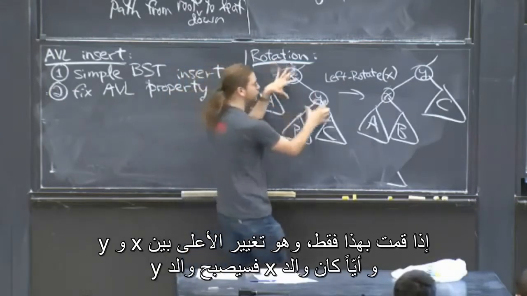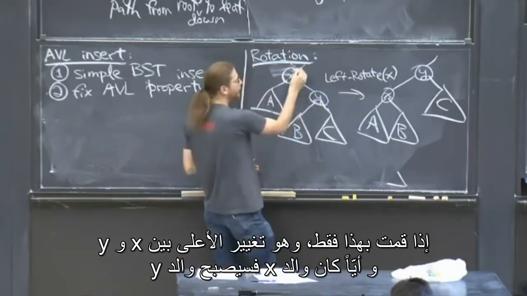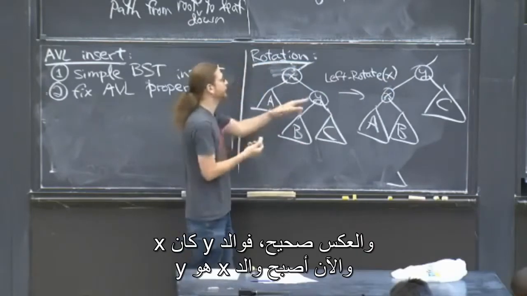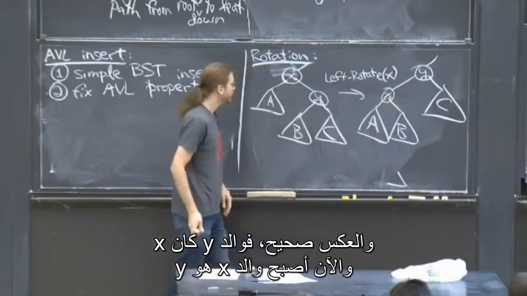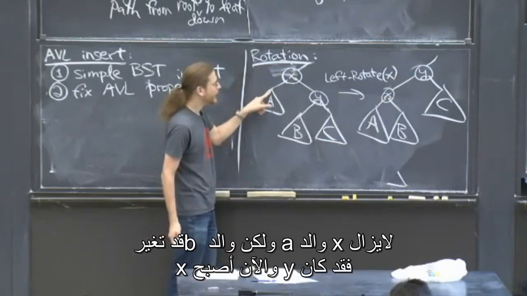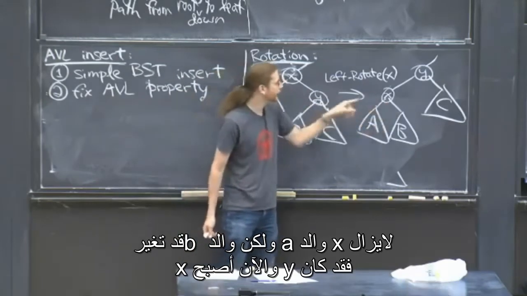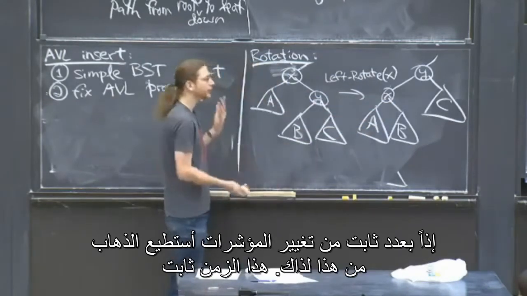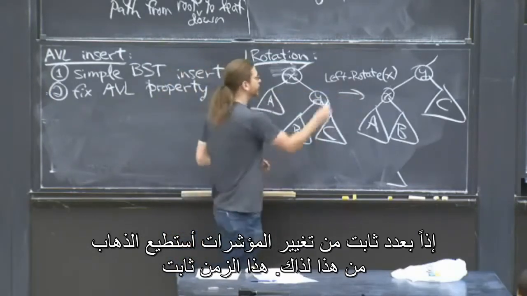If I just do this, which is like changing which is higher, X or Y, and whatever the parent of X was becomes the parent of Y, and vice versa. In fact, the parent of Y was X, and now the parent of X is Y. The parent of A is still X. The parent of B changes. It used to be Y, now it's X. The parent of C was Y, it's still Y. So in a constant number of pointer changes, I can go from this to this. This is constant time.